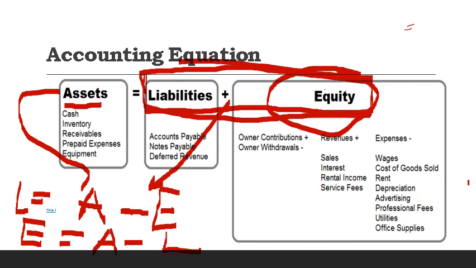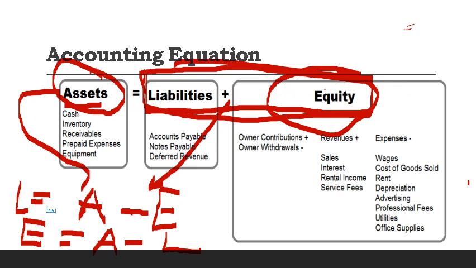Again, what are examples of assets? Cash, inventory, accounts receivable, prepaid expenses, equipment, land, building. Liabilities are what you owe, for example to the bank. That is maybe through a loan, or you are paying a monthly amortization because you took a motorcycle, or you are paying probably rental expenses, something like that.